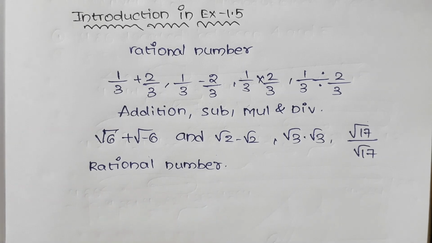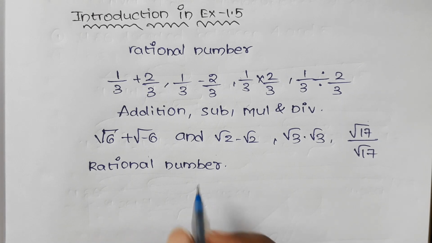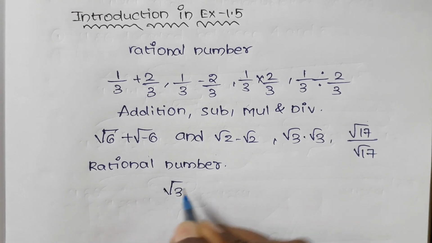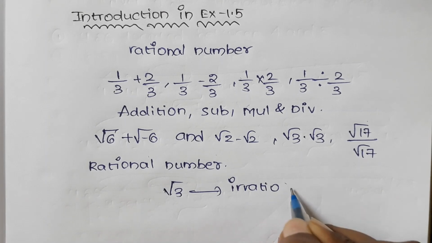Now let us look at what happens if we add, multiply and divide a rational number with an irrational number. Take an example, root 3. Root 3 is an irrational number.